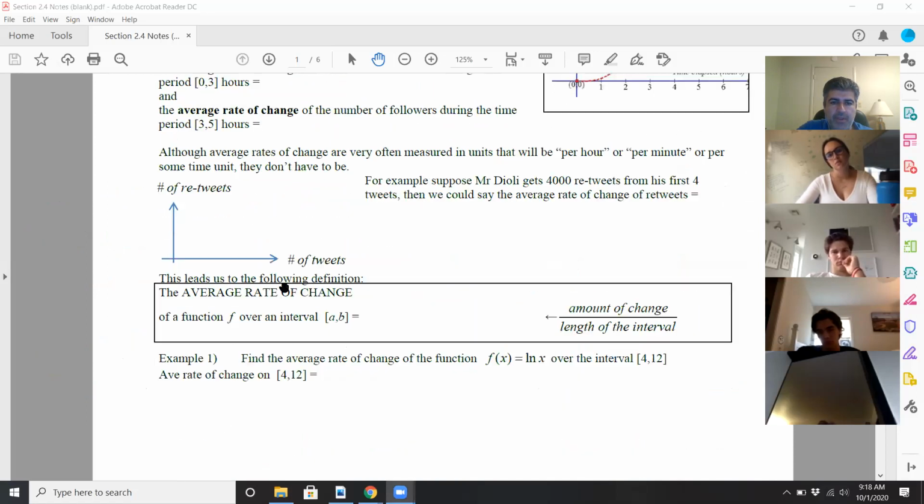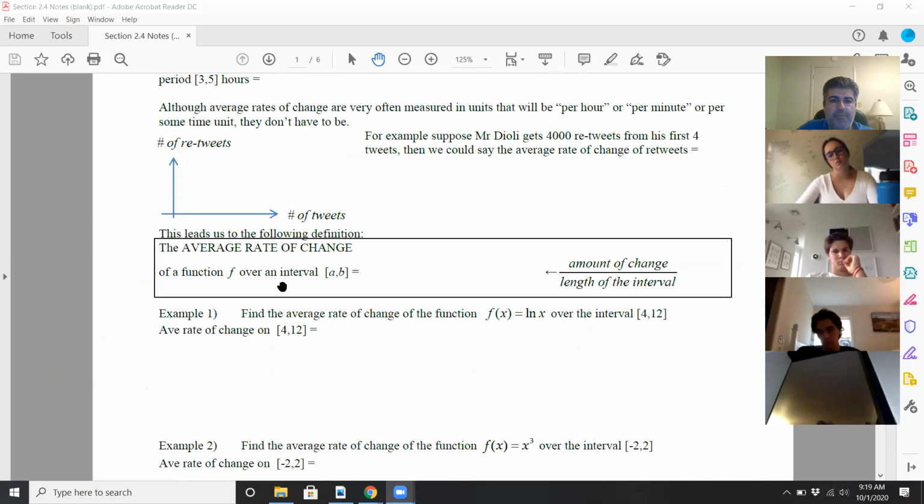Okay, so let me clear screen. Let me talk about this middle part. Before we do example one, let me talk about another relevant example about rate of change, and then we'll do example one. So in the middle here, although average rates of change are very often measured in units per hour, per minute, or per some unit of time, they don't have to be, just so you know.